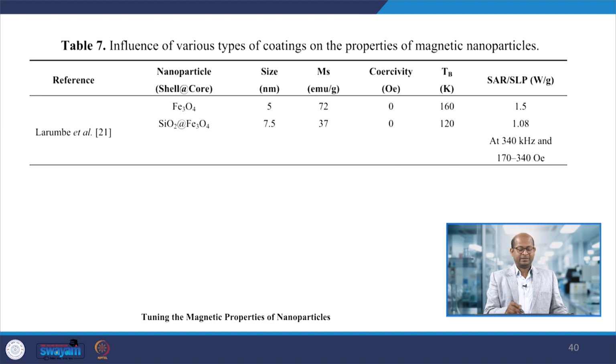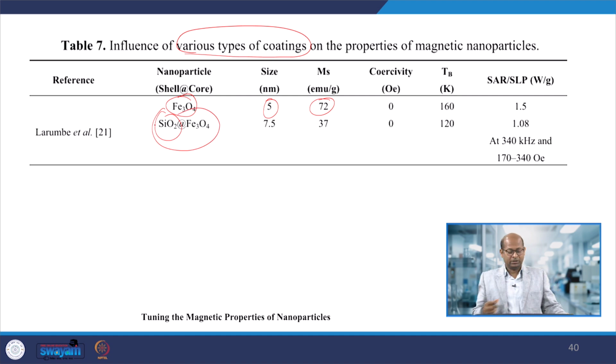Okay, as I said, shell coatings, various types of coating, we can also put on the magnetic nanomaterials we have prepared. Let us see Fe3O4. It has a particular size of 5 nanometers, and the MS property is 72. If we coat it with silica, that is, if we prepare core-shell materials, then the size will increase and the MS property will go down. Both have the same magnetic material, Fe3O4, but due to the coating, the MS property is reduced.